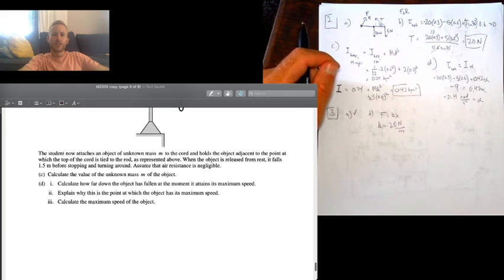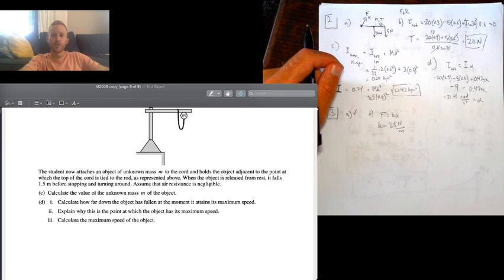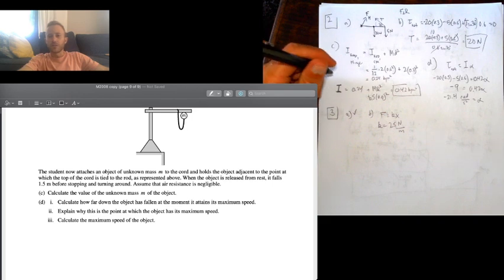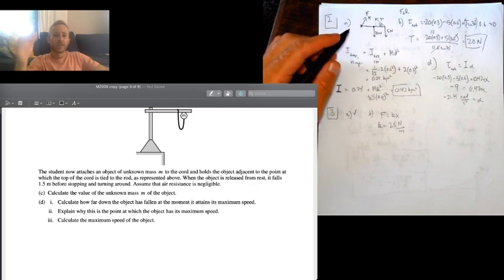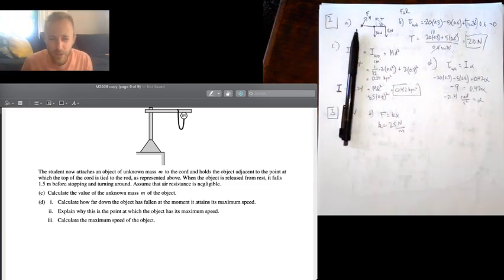The student now attaches an unknown object of mass m to the cord and holds the object adjacent to the point at which the top of the cord is tied to the rod as represented above. When the object is released from rest, it falls 1.5 meters before stopping and turning around. Calculate the value of the unknown mass of the object.